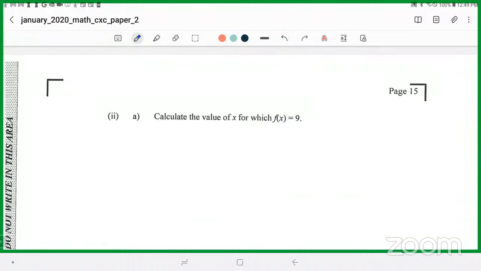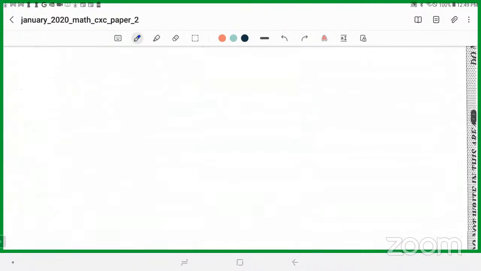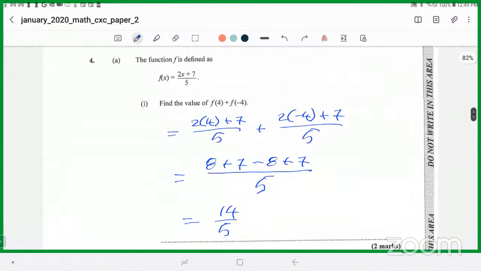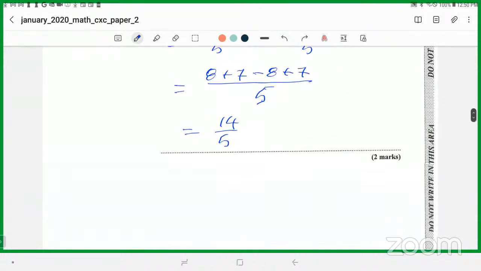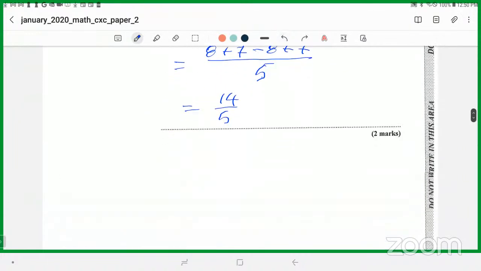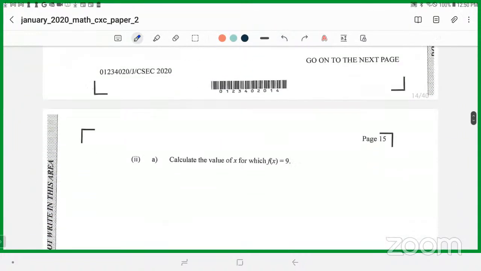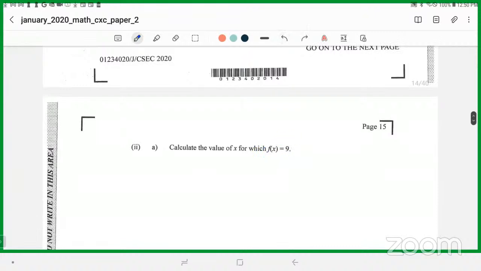Moving right along here, calculate the value of x for which f of x equals 9. So if f of x equals 9, it means that we are putting this expression equals 9, because that is the f of x. So we're putting 2x plus 7 over 5 equals 9. We're solving for the x.